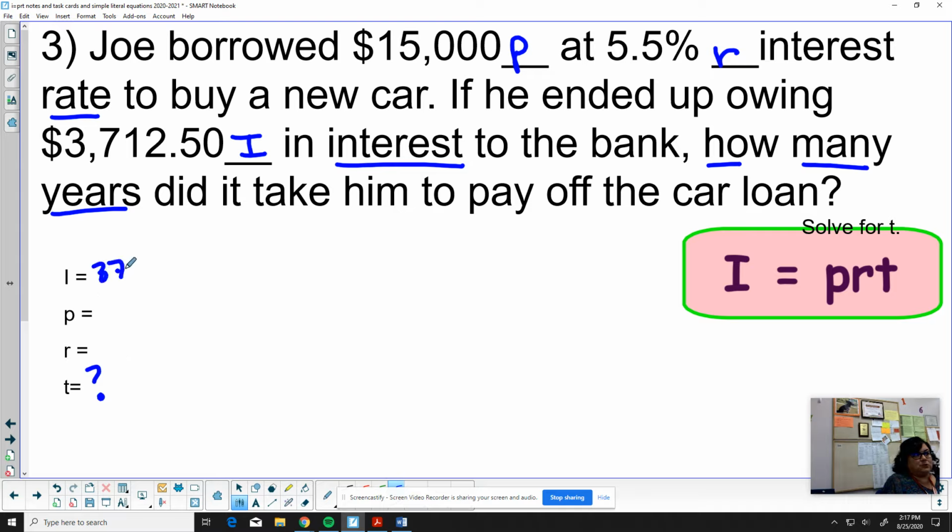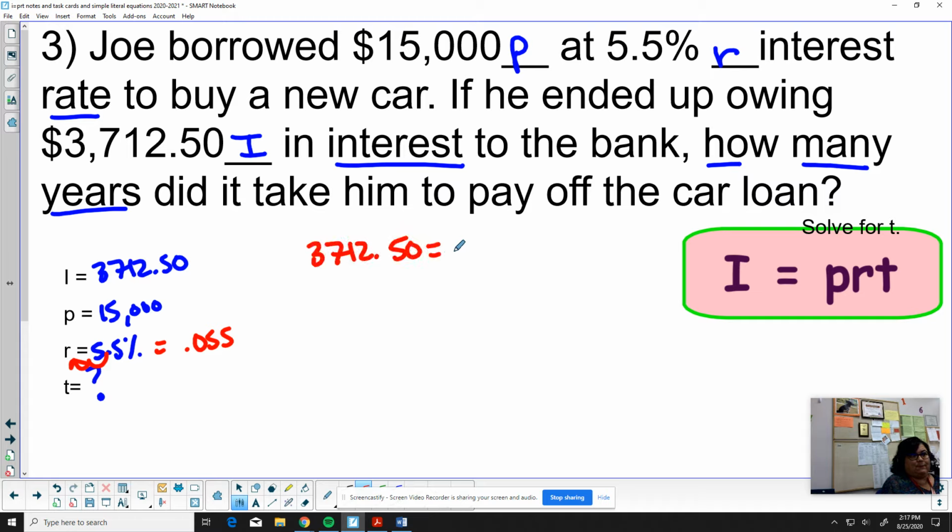So interest is $3712.50. Principal is $15,000. And rate is 5.5%. But remember, we can't have a percent. So we move the decimal up 2 places. So that's 0.055 that we want to use. Okay, so just using our formula. And for I put 3712.50. In for P goes 15,000. In for R, 0.055. And T is the part I don't know.